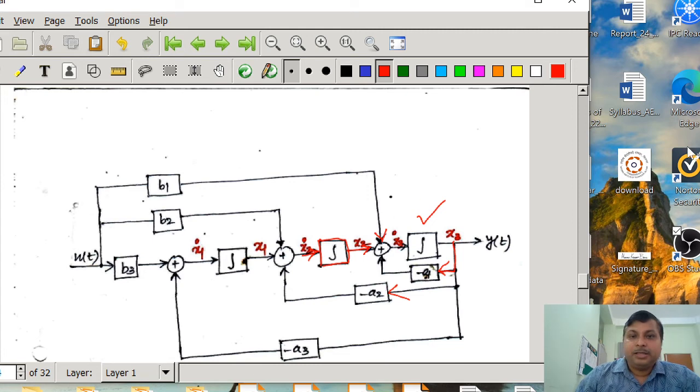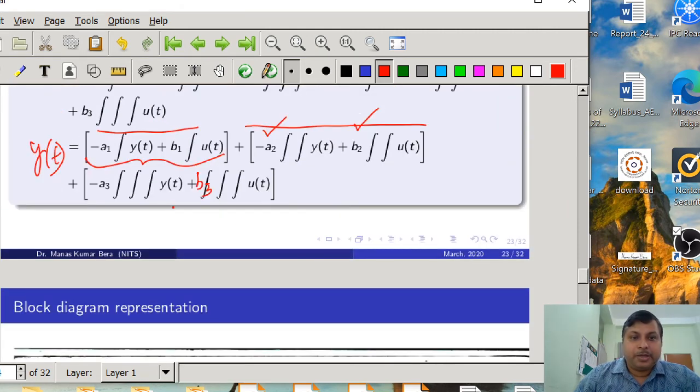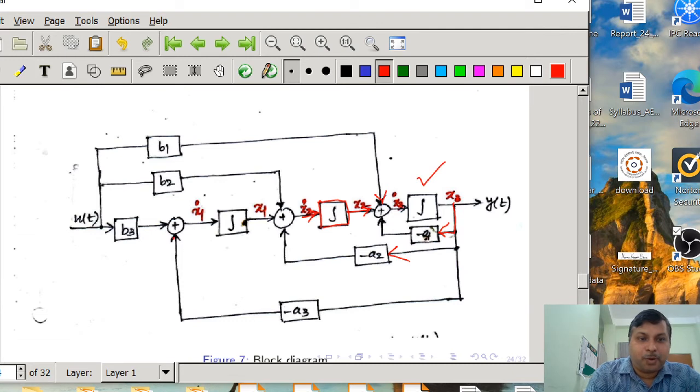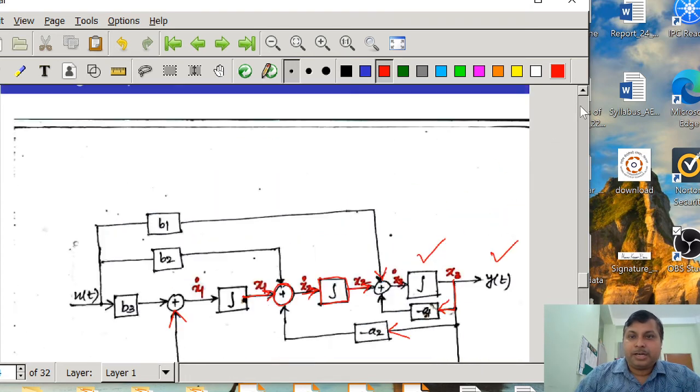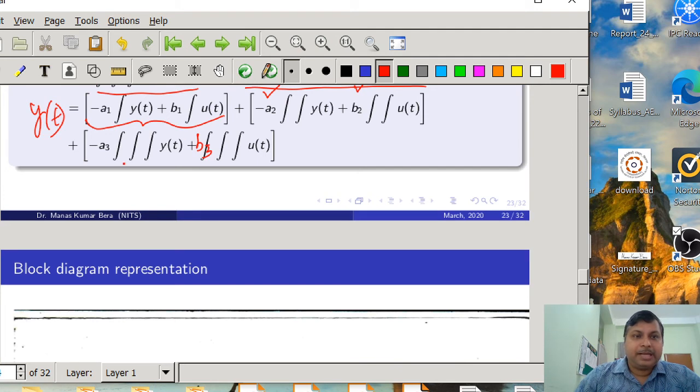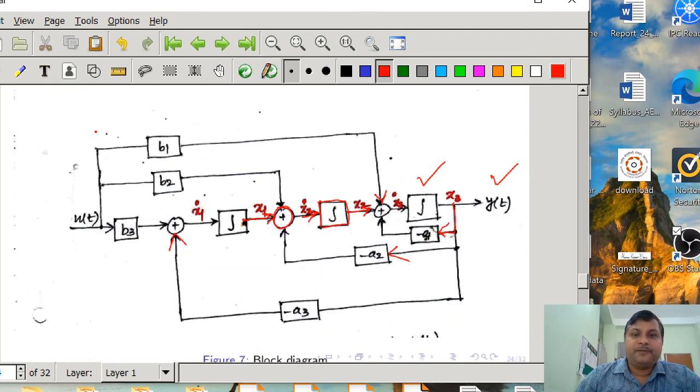Similarly, the third term we can also have, that is minus a3 into y(t). So minus a3 into y(t) we have done, plus b3 into u(t), and this term has to be integrated three times, so it has been added here with an adder. So this term is now integrated three times to get y(t). In this way, you see, we have generated the three terms and then added them to get y(t). Now it will be very easy for us to define the state variables.